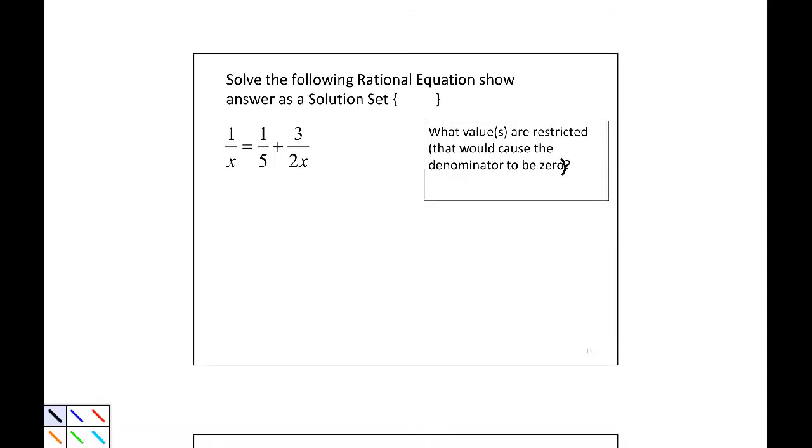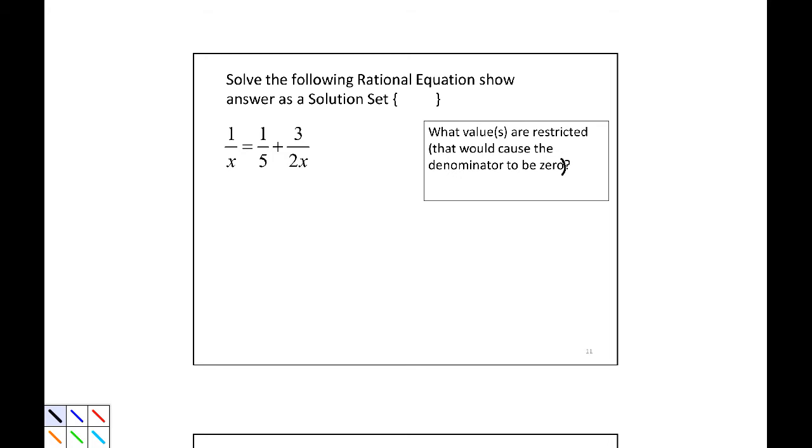Solve the following rational equation and show your answer as a solution set. The first thing that we want to do with any rational equation is to determine what values are restricted. What would cause the denominator to be 0? Any of these denominators for that matter. So if you look at these, we have an x, a 5, and a 2x.